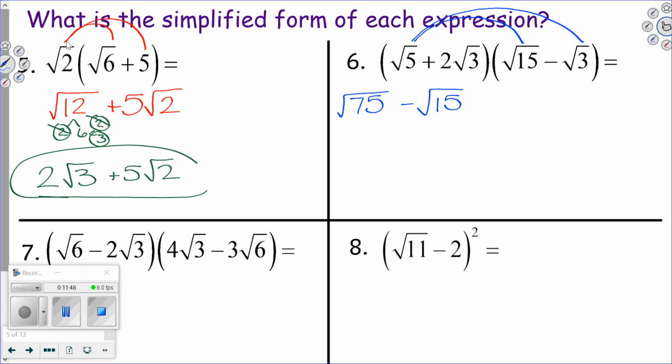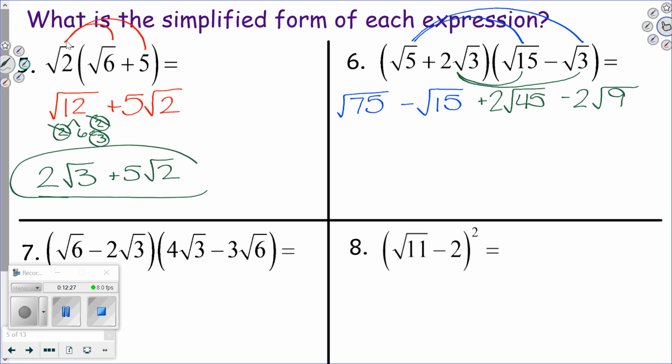Then we distribute the other number. So 2 radical 3 times radical 15. Just radical 45? There you go, 2 radical 45. Outside numbers multiply, inside numbers multiply. Then distribute it to the other part: 2 radical 3 times a negative radical 3. Outside numbers give you negative 2, inside numbers give you radical 9.